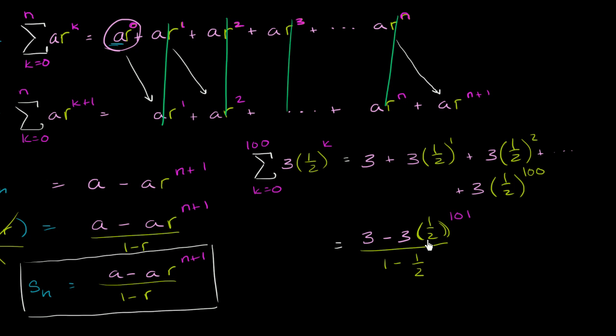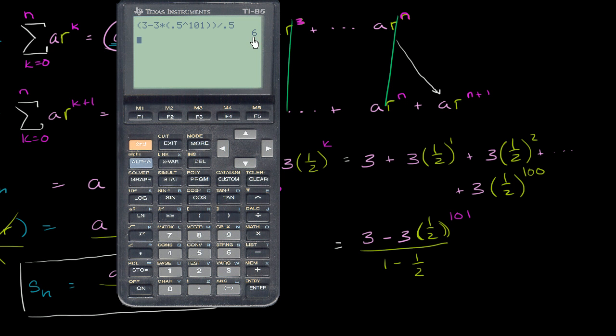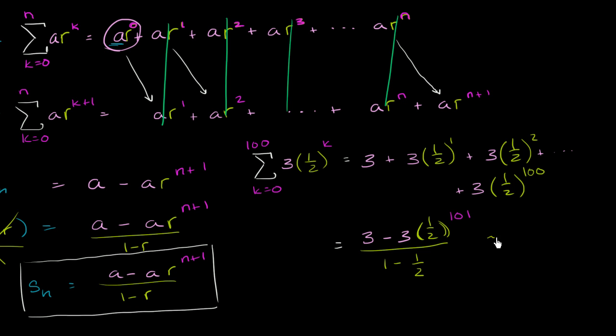And it's not going to be exactly 6. We're going to see that when we take the infinite sum, that's going to be exactly 6, but this is going to be pretty darn close. We're hitting up against the precision of the calculator. So based on the precision of the calculator, we get something pretty close to 6.